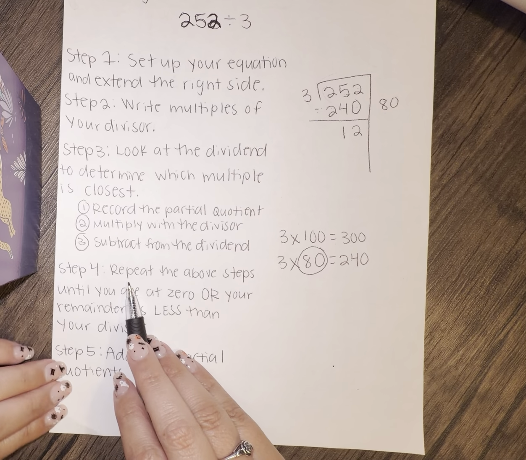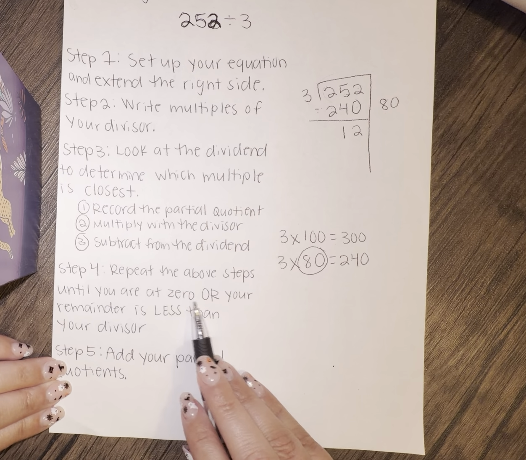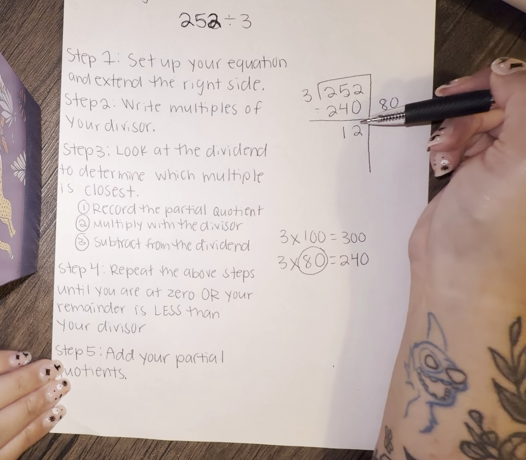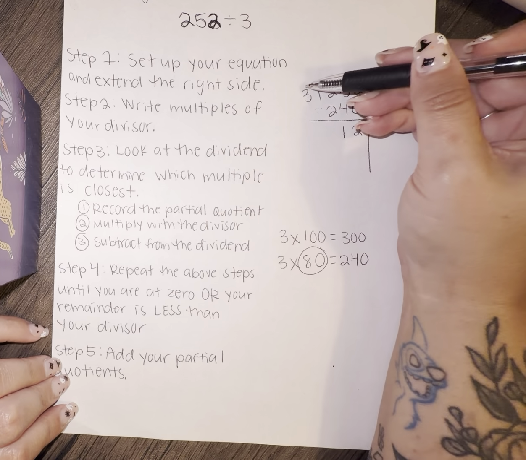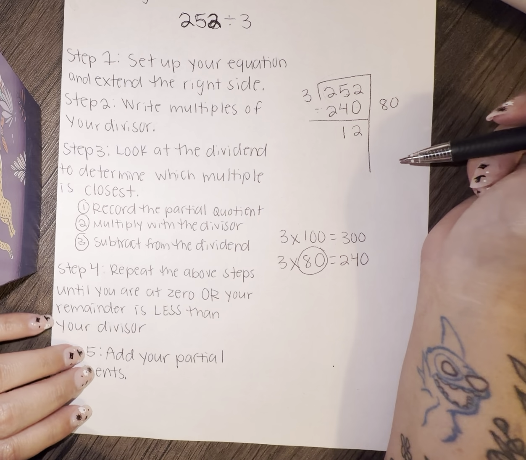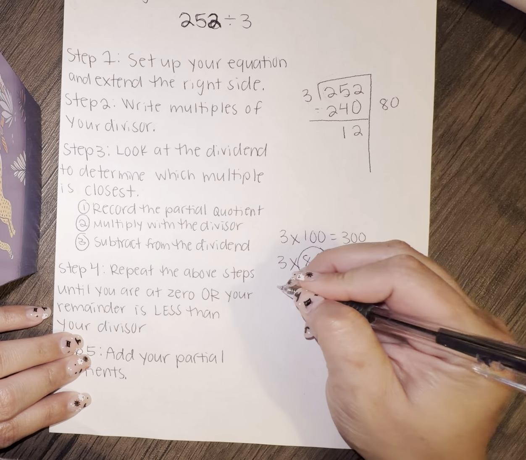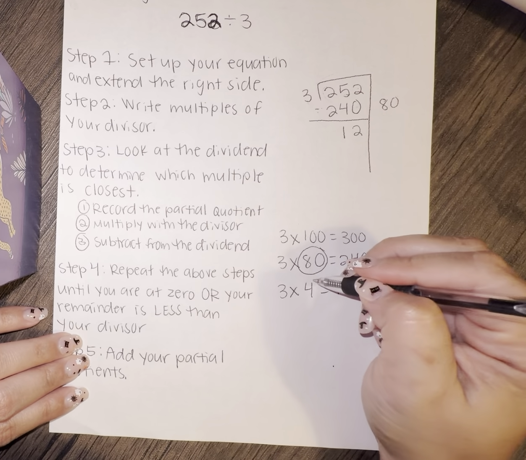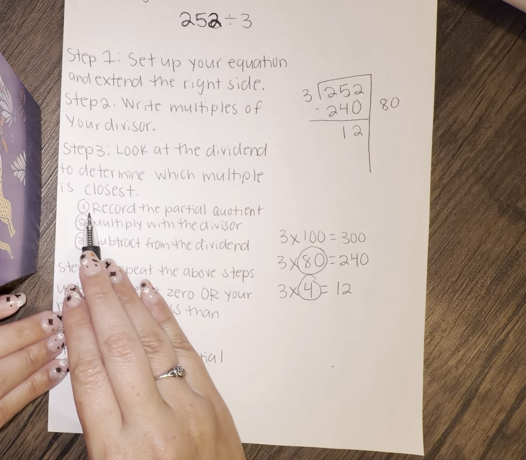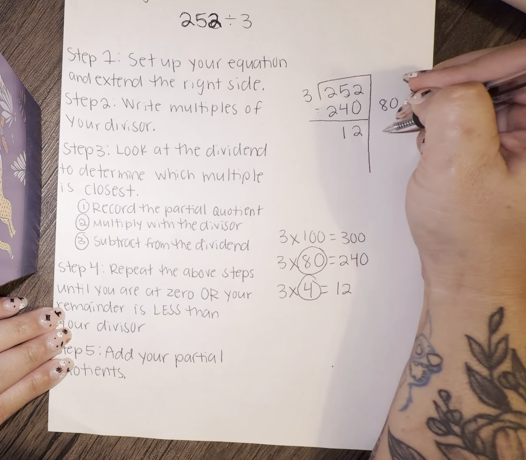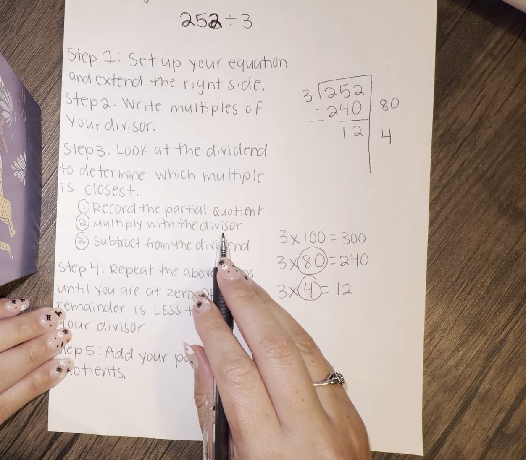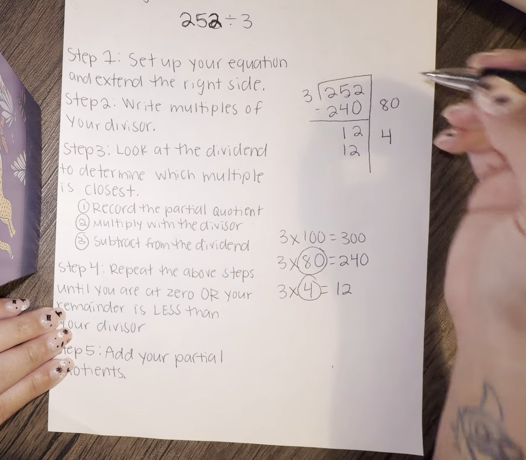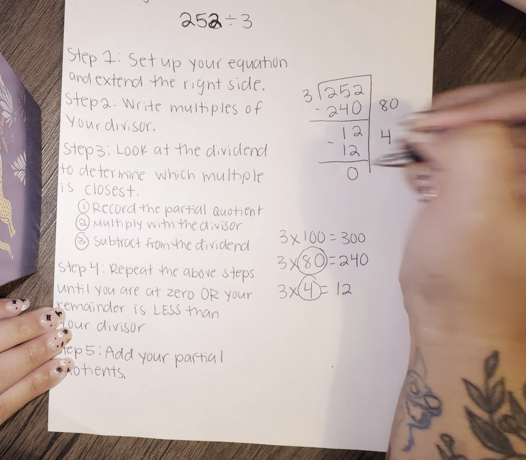Step 4 tells me I need to repeat the above steps until we're at 0 or our remainder is less than your divisor. So 12 is not quite 0, and my number here is not less than my divisor, it's more, so I need to keep going. So when I do my multiples, I know if I do 3 times 4, it will give me 12. So now I'm going to record my partial quotient, multiply with the divisor. 3 times 4 is 12. Subtract from the dividend. 12 minus 12 is 0.